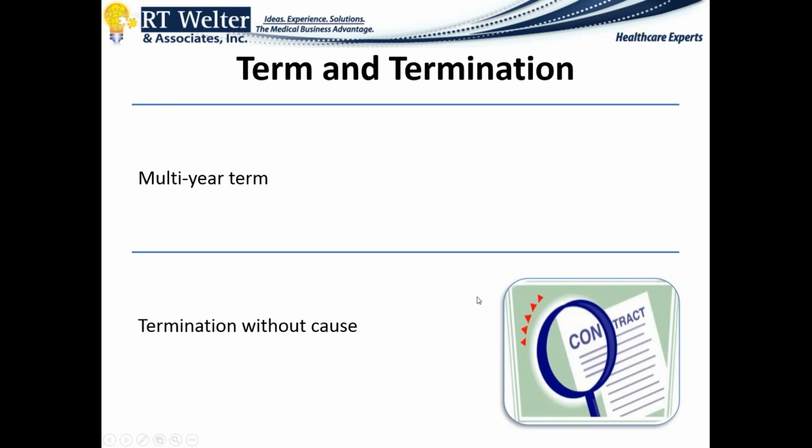Terms and termination. Most of the time, typical contracts are multi-year, so 1 to 2 year contracts. Termination without cause, there should always be a way out in your contract, and it should be explicitly stated. How can you get out of the contract if you are not happy?